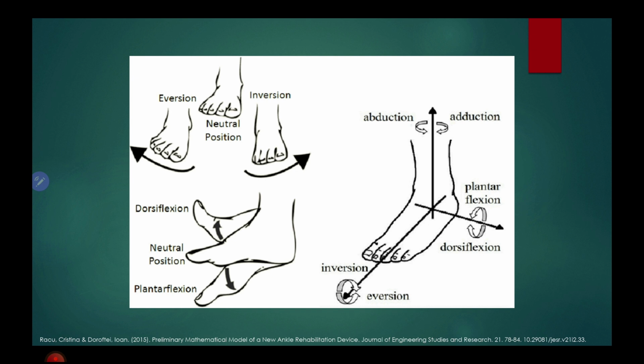This is the diagram which shows different types of ankle movements. Before we proceed further with the topic, we should know which movement is which. So this is the neutral position of the foot. This is eversion and this is inversion. This is again the neutral position. This is dorsiflexion and this is plantar flexion. And when the foot undergoes medial rotation, this is adduction, and when it undergoes outside rotation, this is abduction.